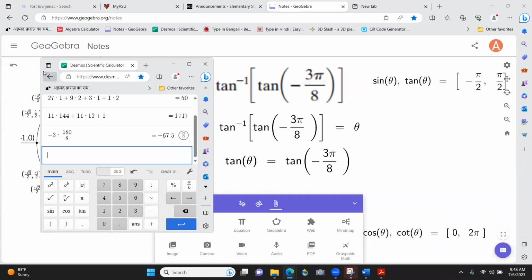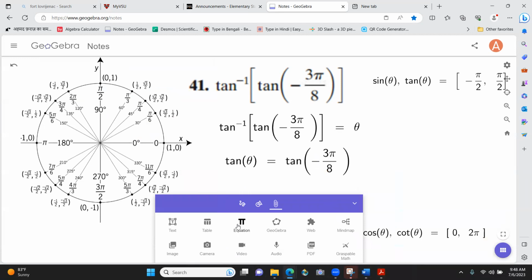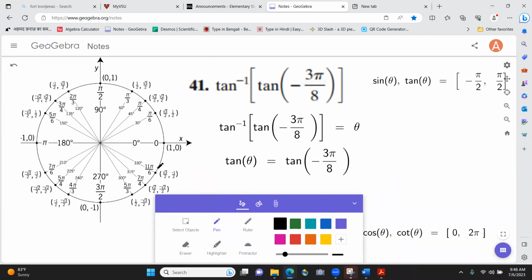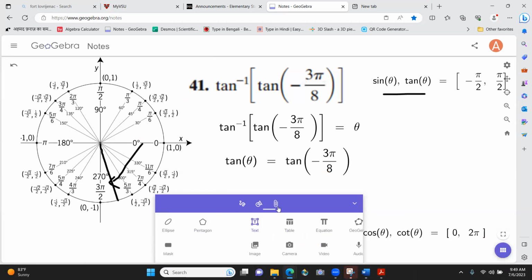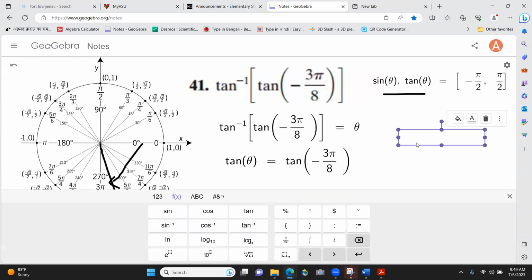It is going to be in the right quadrant. My answer, my theta, has to be in the right quadrant, and 67.5 is a little above 60. So this is 30, this is 60, so it's going to be somewhere here, guys. Which is in the fourth quadrant, and that's good enough for sine and tan. So I could have just canceled and said, oh, that's easy. The answer is theta is negative 3 pi over 8.